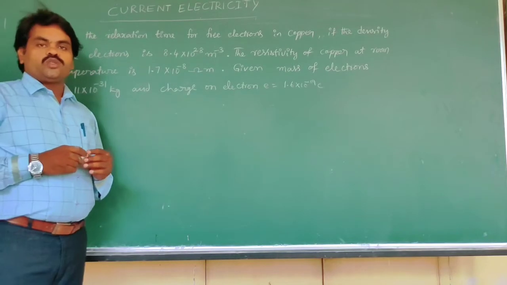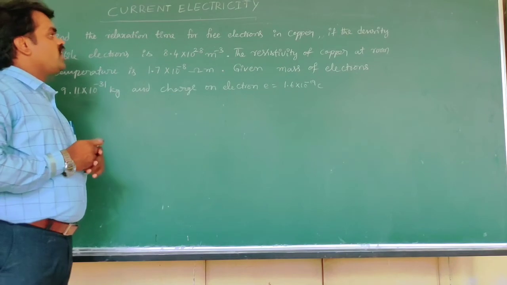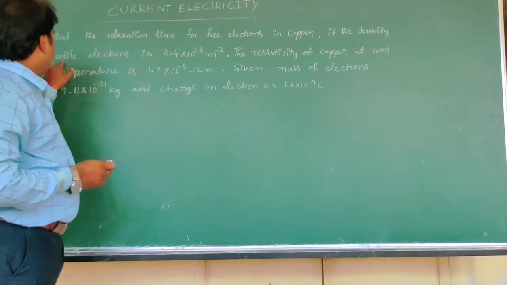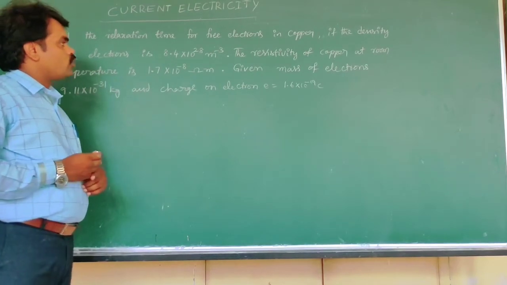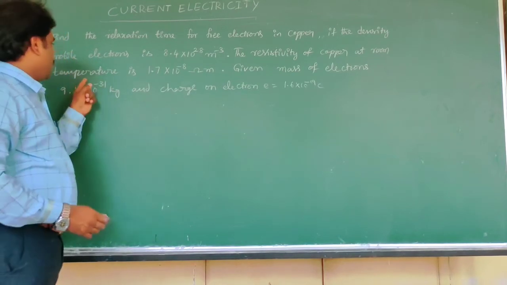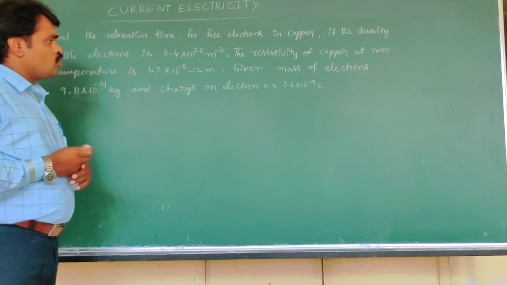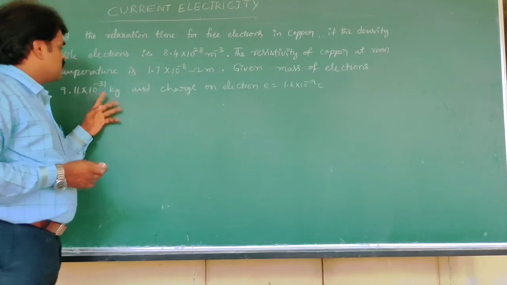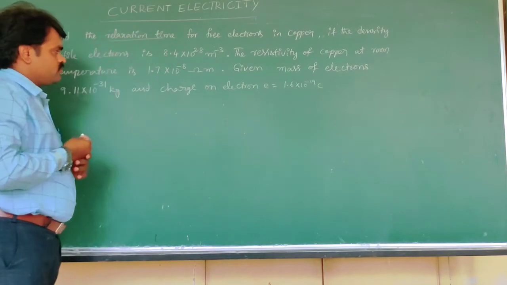Now going to discuss the third problem. Find the relaxation time for free electrons in copper, if the density of mobile electrons is 8.4 into 10 to the power of 28 meter power minus 3. The resistivity of copper at room temperature is 1.7 into 10 to the power of minus 8 ohm meter. The mass of electron and charge of electron are given. They are asking about the relaxation time.